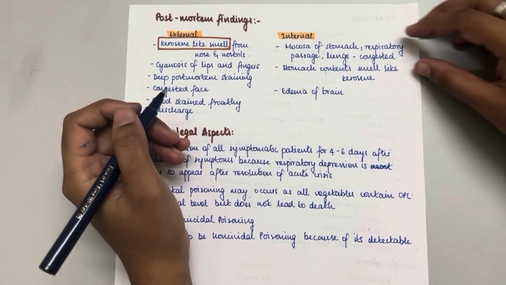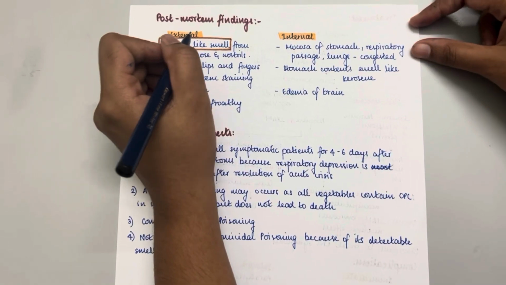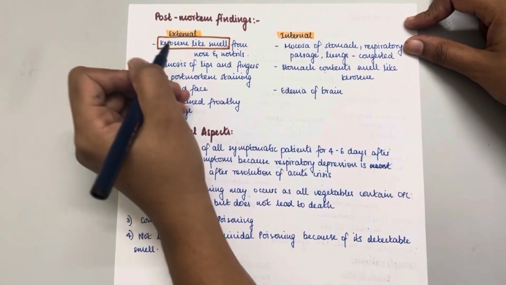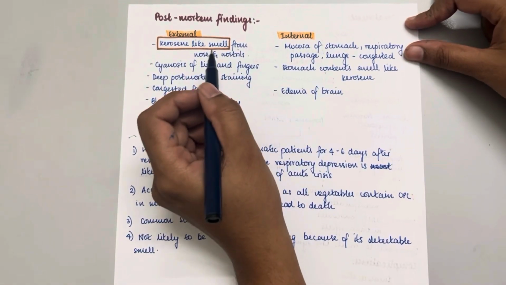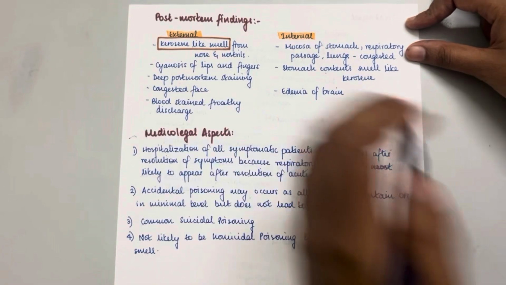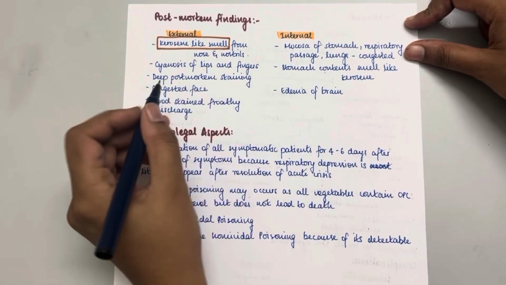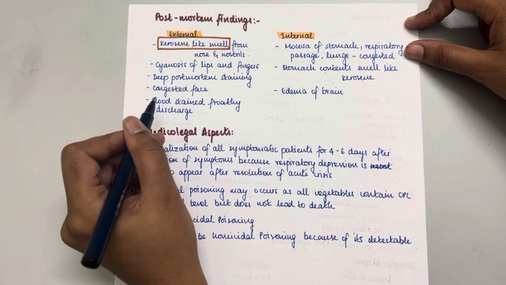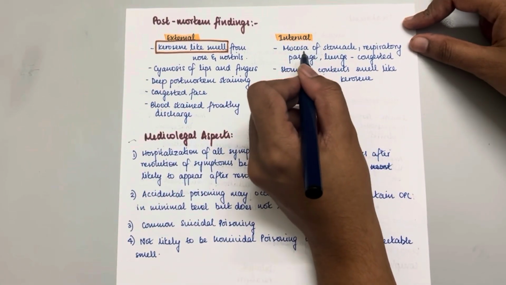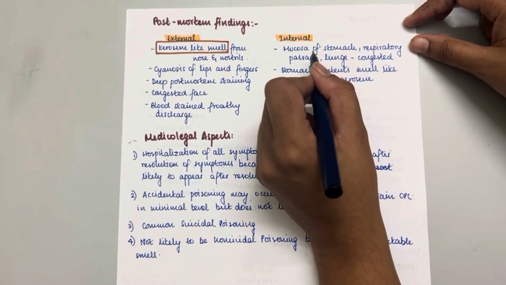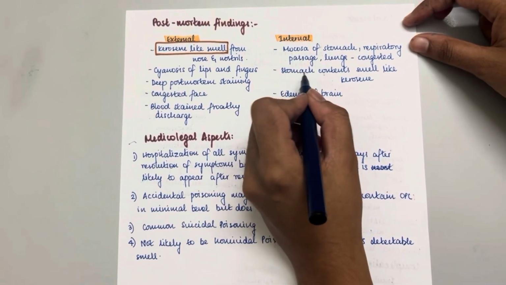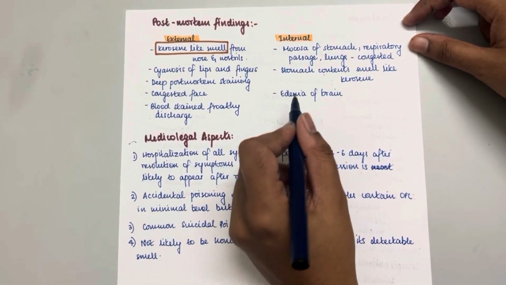Next, let us see the postmortem findings. So postmortem findings are also divided into two, that is external and internal findings. In external findings, the patient presents with kerosene-like smell from the nose and nostrils, then cyanosis of lips and fingers, deep postmortem staining, congested face, blood-stained frothy discharge. And in internal findings, the mucosa of stomach, respiratory passage and lungs, all three are congested. Stomach contents smell like kerosene, and there is edema of brain.